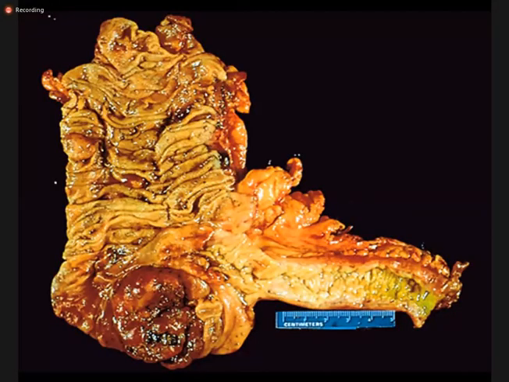Now, this is the gross appearance of the intestine, which has a tumor which is polypoidal in configuration. These tumors may be polypoidal, may be fungating, or may be ulcerative. So this is the polypoidal lesion present in the colon. That is the gross examination, that is the naked eye examination.